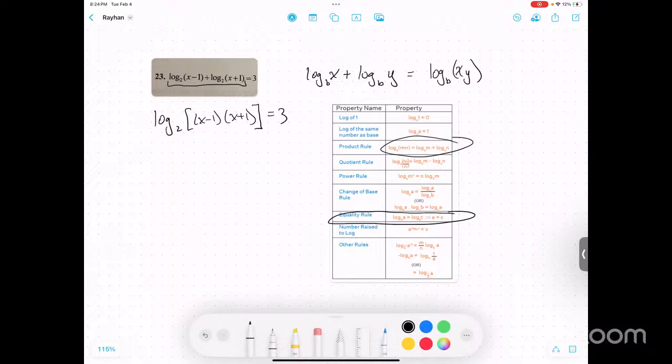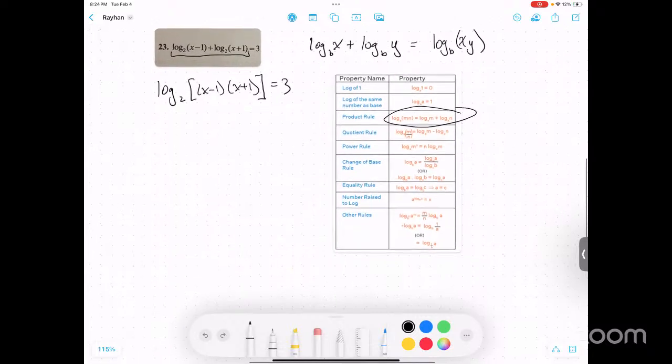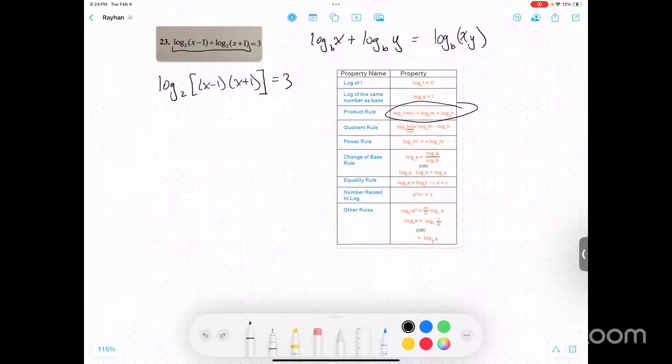That equality rule allows you to convert, whoops, not that one. Sorry, that's not it. It's the equivalence rule, which isn't on this. The equivalence rule allows you to convert from logarithmic to exponential and vice versa. And it says log base b of x equals y is the same thing as b to the y equals x.